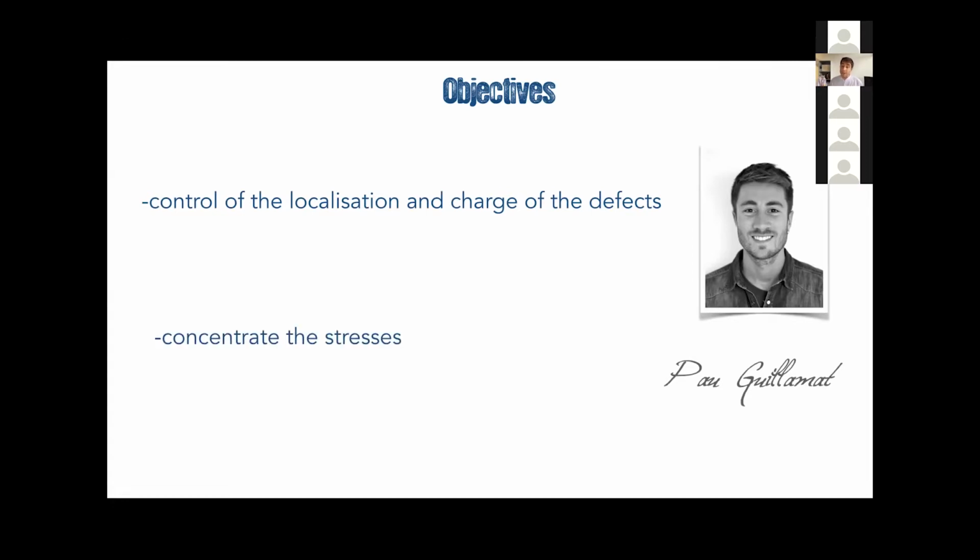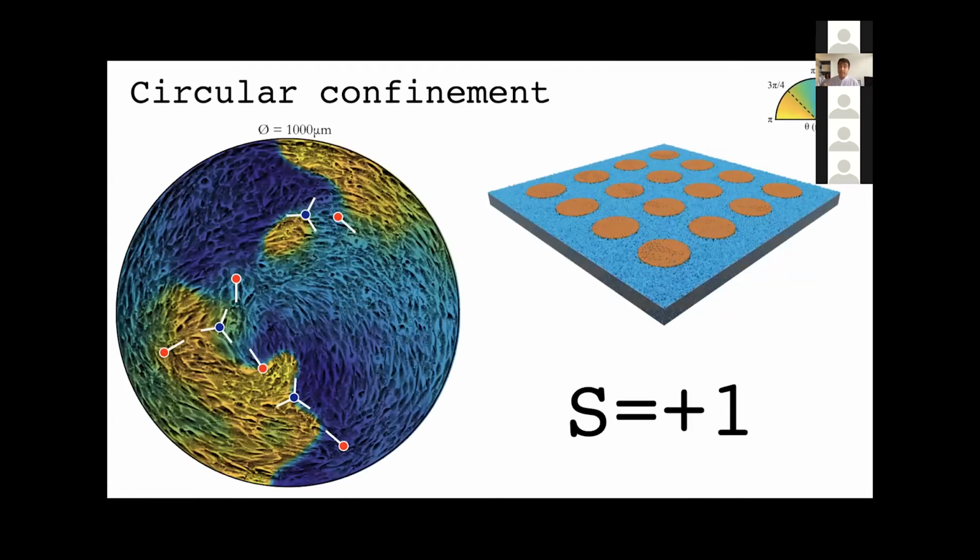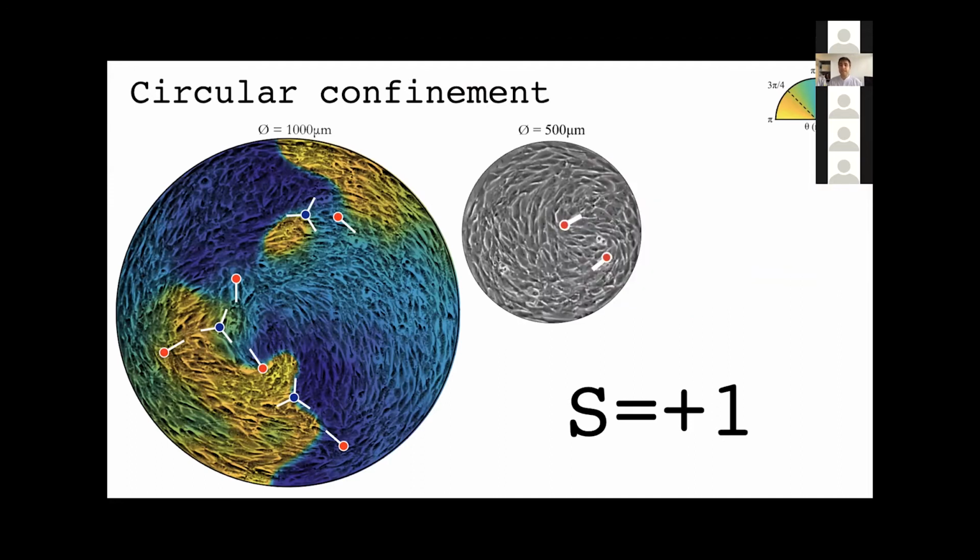So this talk will be about the work done by Pao in the lab, and he essentially asked two questions. Can we control the localization and the charge of the defects, and can we concentrate the stress so that we can reproduce morphogenetic events in vitro? So what he did was to use a strategy that was used by many groups in the field, and in particular the group of Pascal Silberzan in Paris. And what they did was to concentrate those myoblasts onto circular discs, and you can still see defects in those discs. And if you reduce the size, you reduce the number of defects to 2, the total charge being always +1 because it's a circular defect.